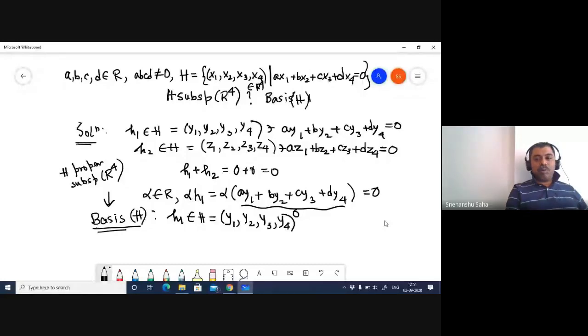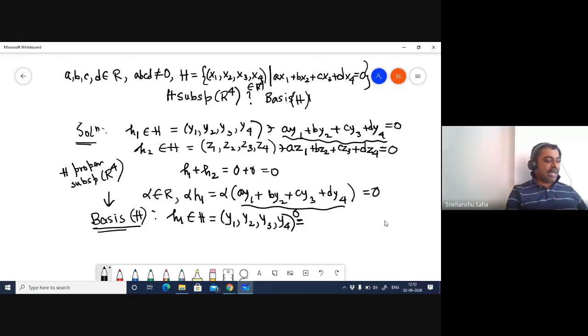Now what I can do is a standard trick that is followed across: try to reduce the number of entities in the ordered quadruple representation. Given this particular equation, the way this subspace is defined, I can express Y1 in terms of Y2, Y3, and Y4. Since I have only one equation, I do not have a choice, I can just do it once.